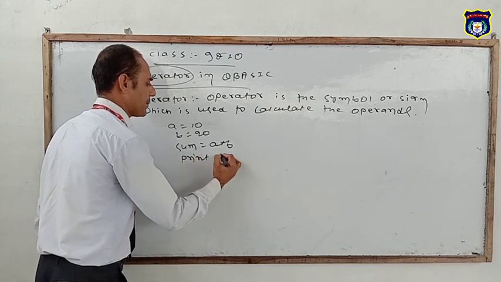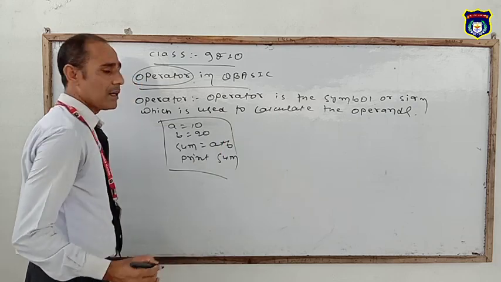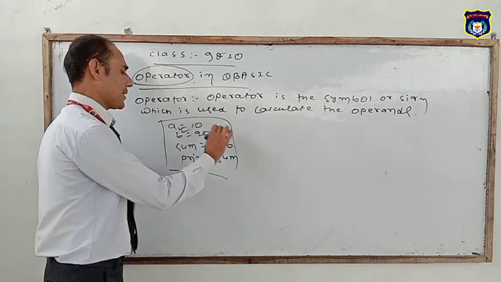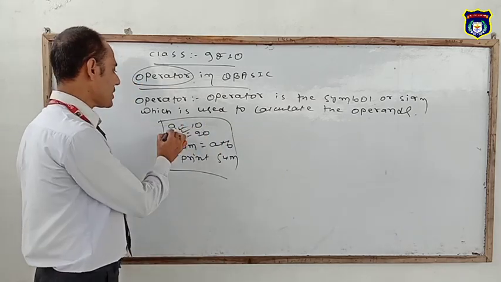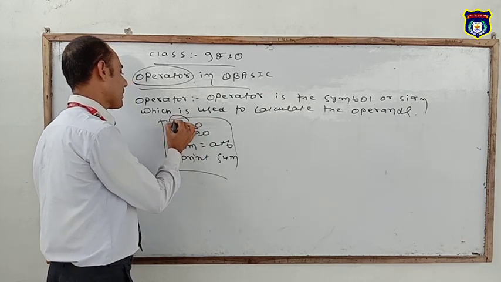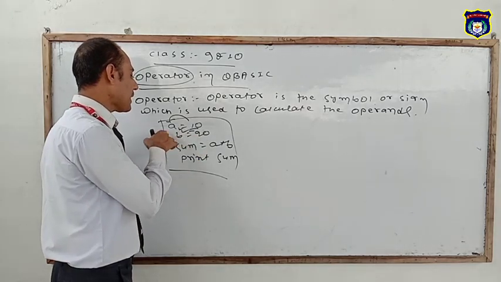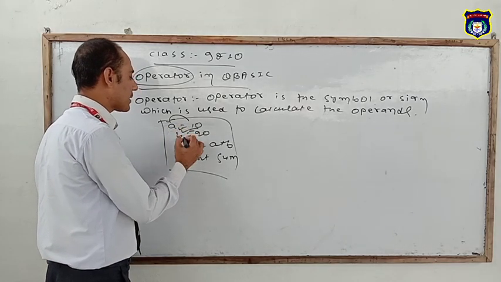This is a simple program. Here equal to is the operator, which assigns a value to the A variable. 10 is the constant which is assigned to the A variable. 20 is also a constant which is assigned to the B variable. So these symbols are called the operators.